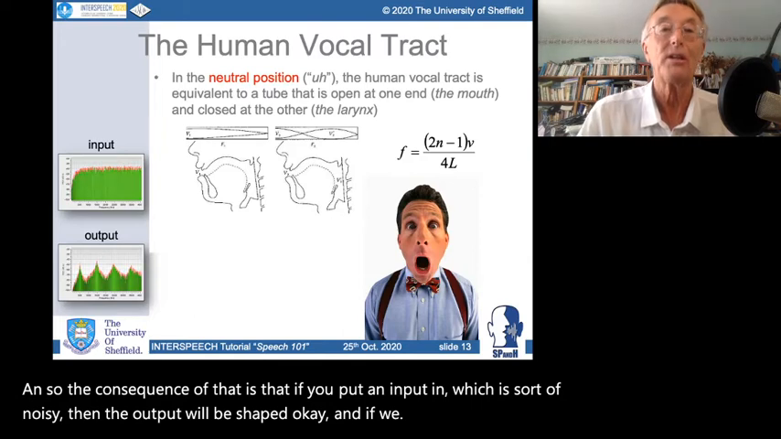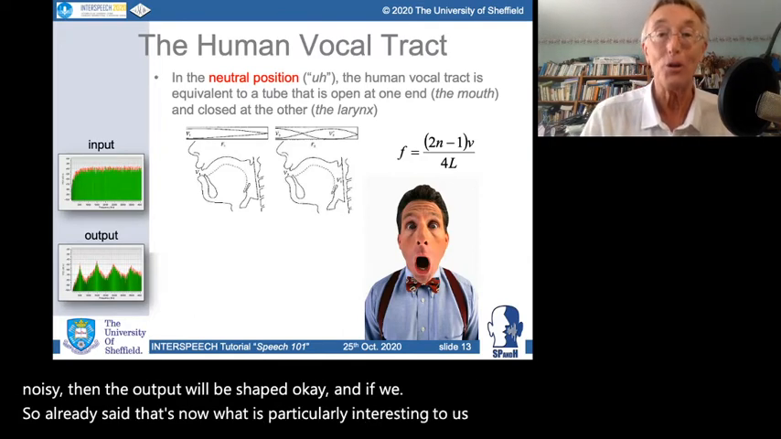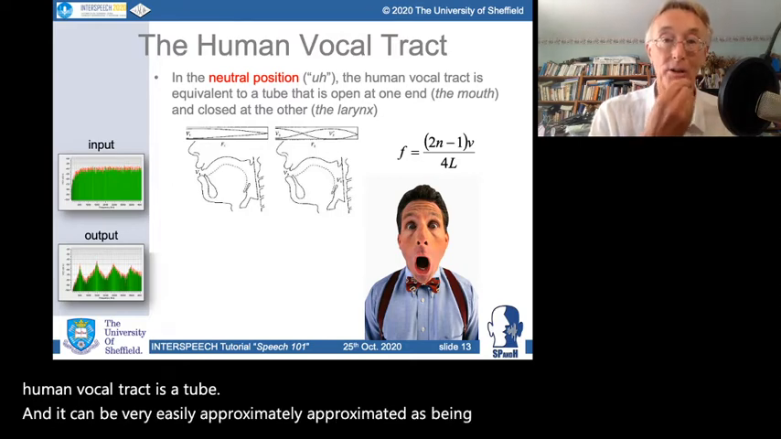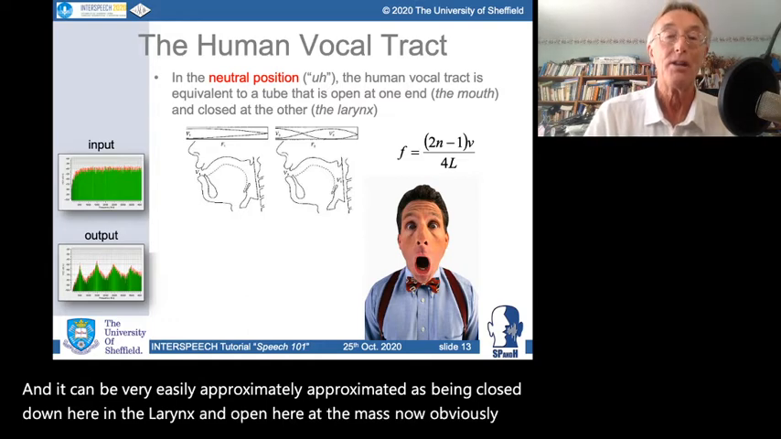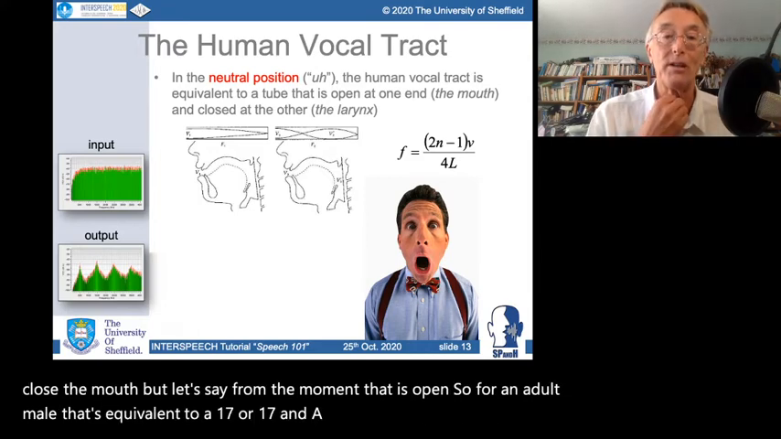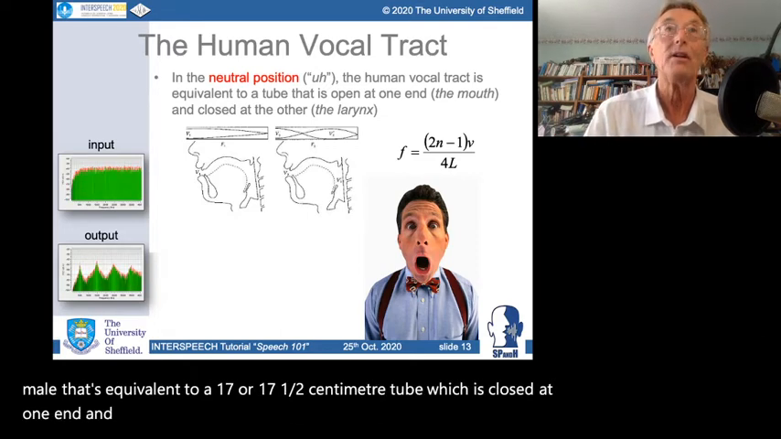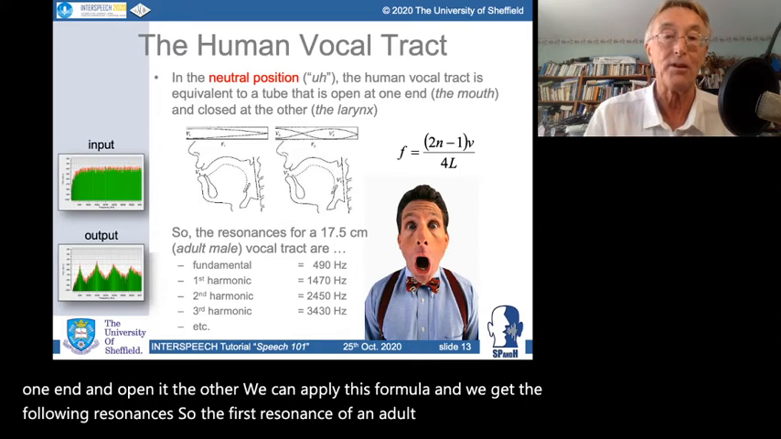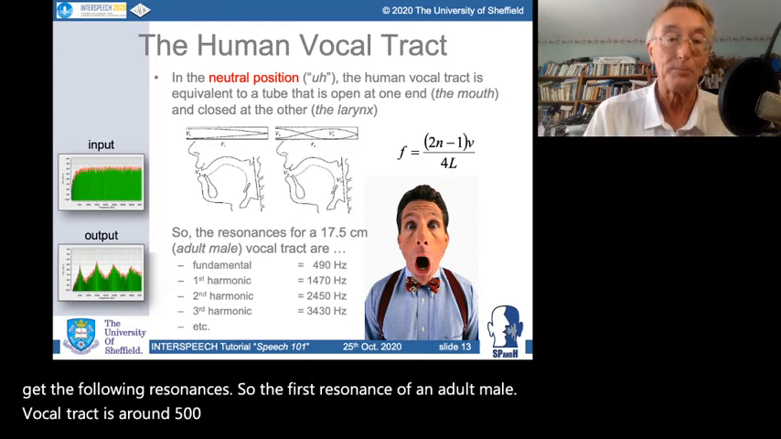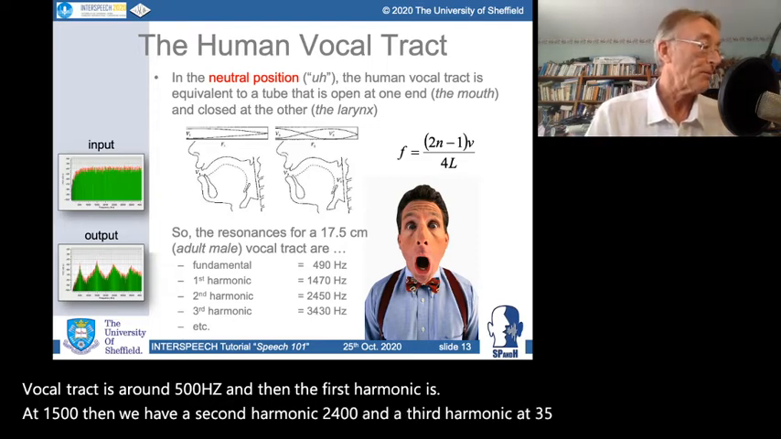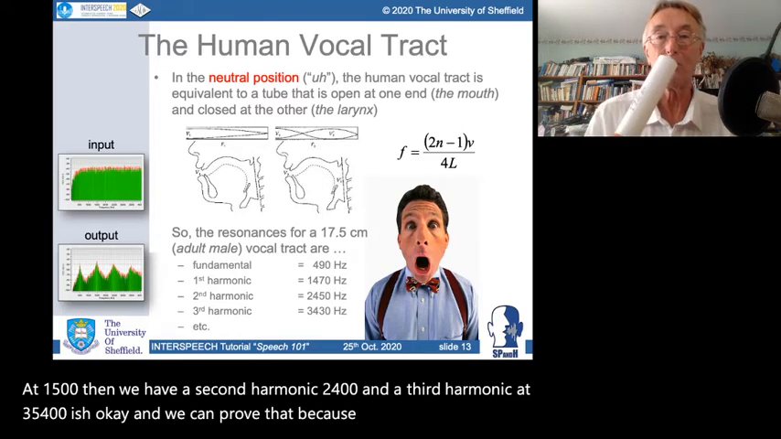Now, what is particularly interesting to us is that the human vocal tract is a tube, and it can be very easily approximated as being closed down here in the larynx and open here at the mouth. Now, obviously, you can close the mouth, but let's say for the moment that it's open. So for an adult male, that's equivalent to a 17 or 17 and a half centimetre tube, which is closed at one end and open at the other. We can apply this formula and we get the following resonances. So the first resonance of an adult male vocal tract is around 500 hertz. And then the first harmonic is at 1500. Then we have a second harmonic at 2400 and a third harmonic at 3400-ish.